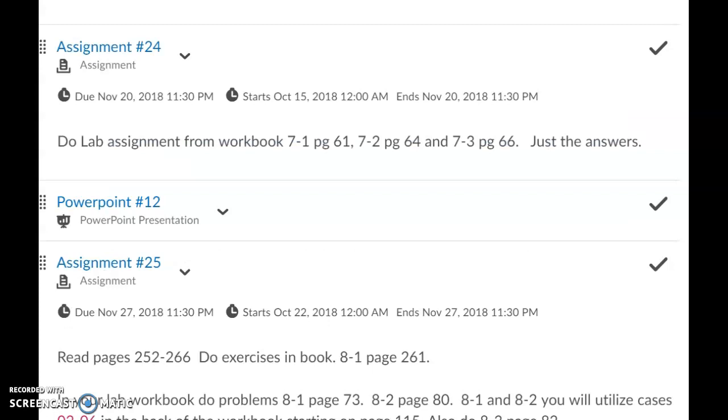So let's look at our assignment. This is going to be out of your lab workbook, and you're going to be doing 7.1, 7.2, and 7.3. I just want the answers, and the reasoning for the assignment is to show you how to put things in terminal digit order and how to write the next terminal digit. So again, this has to do with learning that numerical numbering system.